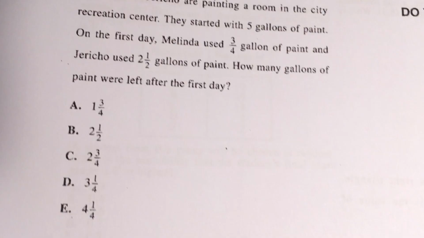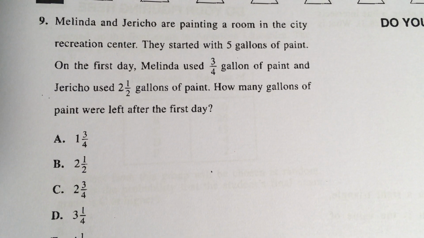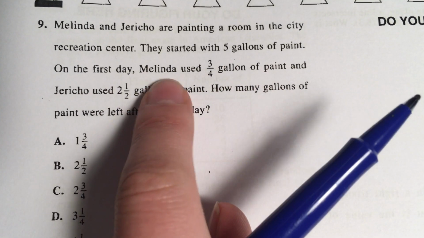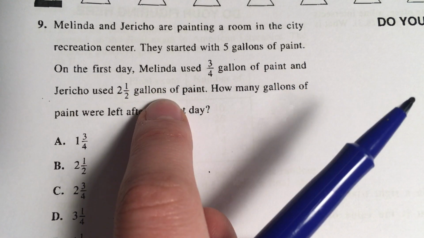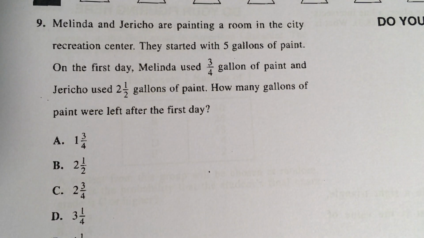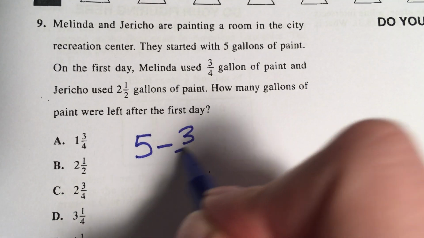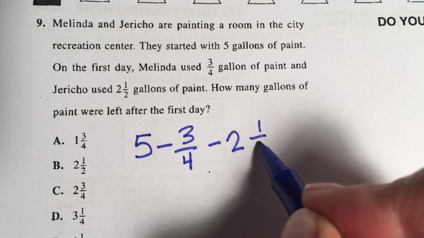For number 9, it says Melinda and Jericho are painting a room in the city recreation center. They start with 5 gallons of paint. On the first day, Melinda used 3/4 of a gallon of paint, and Jericho used 2.5 gallons of paint. How many gallons of paint were left after the first day? So they started with 5 gallons. They used 3/4 of a gallon, and then they used 2.5 more gallons.